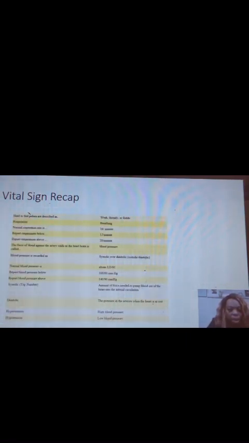When the pulse is easy to feel and strong, we consider that pulse to be bounding or a strong pulse. A pulse that is hard to feel is considered a weak pulse or a thready pulse. Respiration is breathing. That's a combination of inhaling and exhaling. Your normal respirations are from 12 to 20.